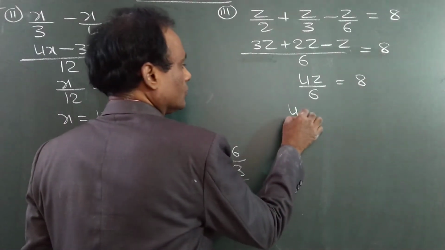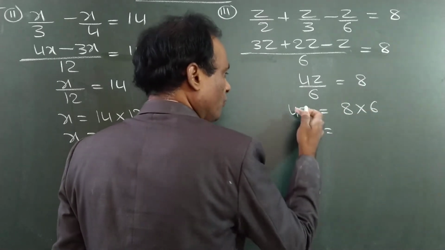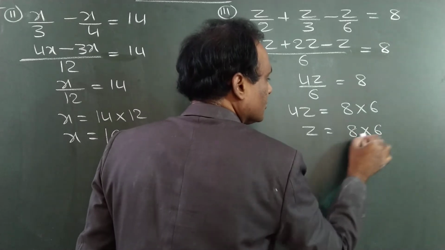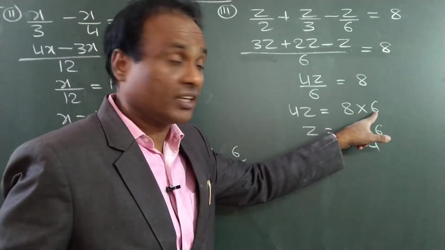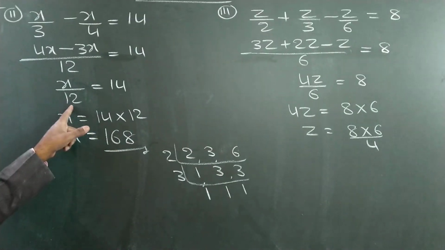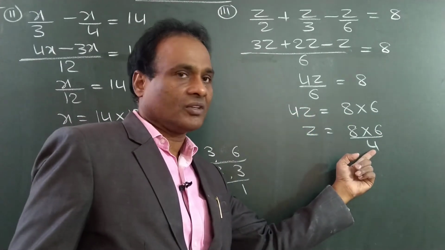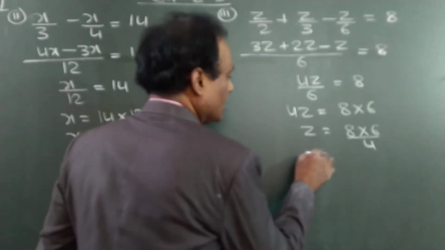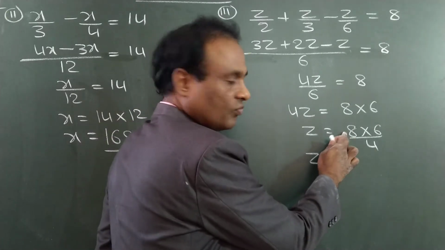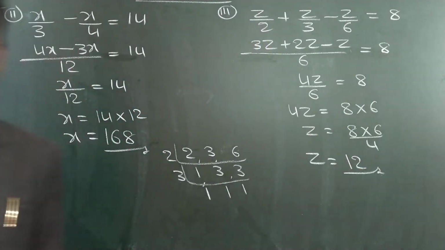Now, 6 will be in multiplication, 4 will be in division. When it is in division, it will become multiplication. Division becomes multiplication, multiply becomes division. This is 4z, meaning 4 into z, so 4 will be the denominator. So simplify: 4 2s are 8, 2 6s are 12. You have to know how to take the LCM.